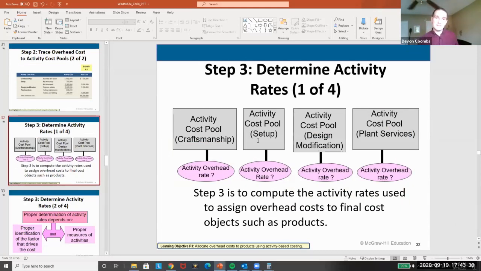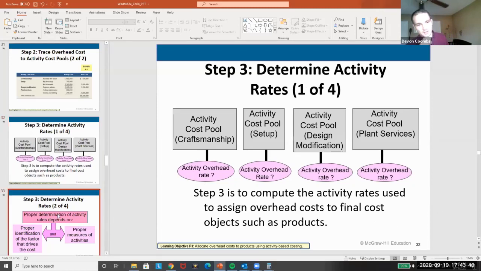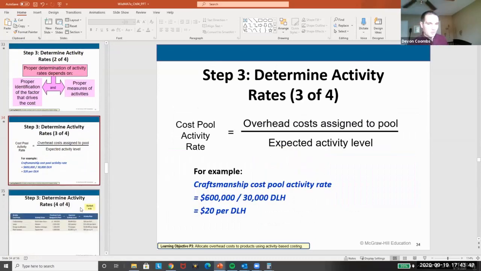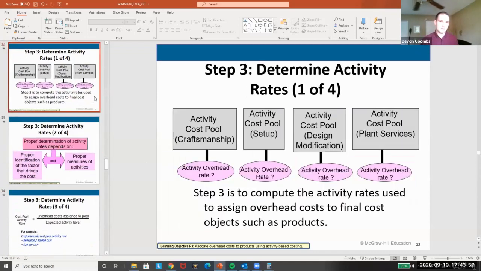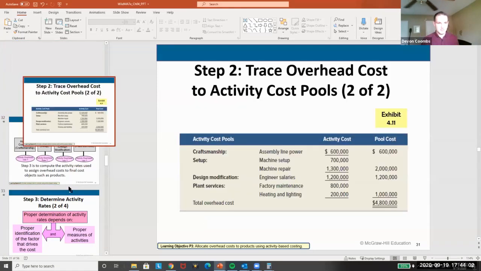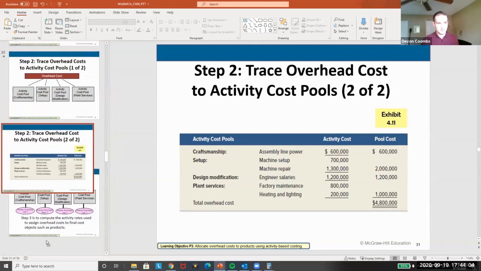And then we determine the activity rates. So the activity cost pool craftsmanship, we need to determine a rate based off of this. So step 3 is to compute the activity rates used to assign the overhead. So how do we determine it? We need a proper identification and proper measurement of activities. I know that seems like a lot. Really what we're doing is, what is our expected activity level? That information is going to be given to you. So we have the overhead cost assigned to the pool. I feel like these slides kind of over-confuse it. So maybe just step to here. That's the way I think about it.